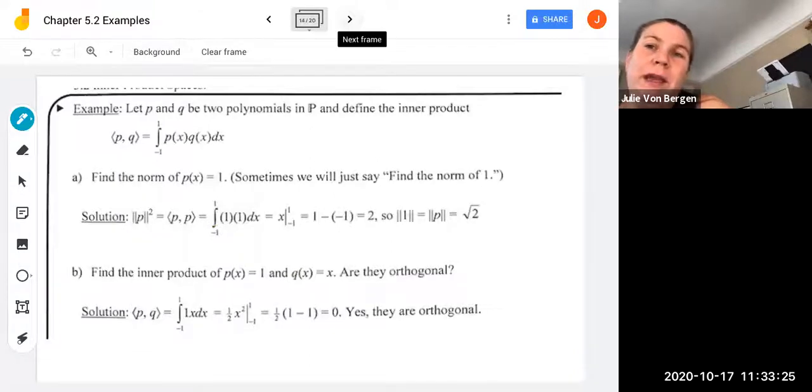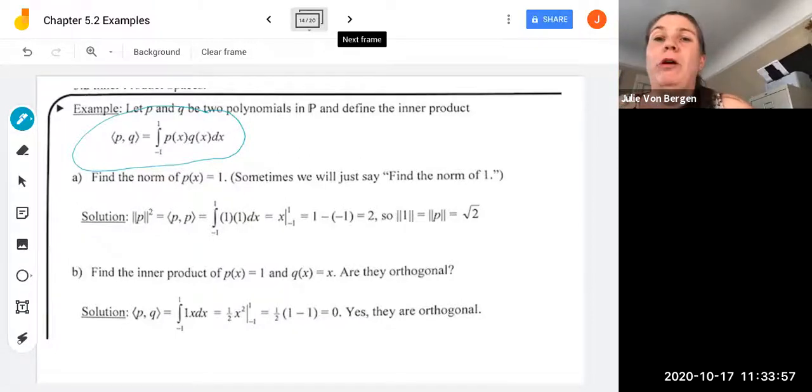Okay, let's look at another example. We're going to let P and Q be 2 polynomials in P1. So those are all the polynomials of just first degree. So those are just the linear polynomials, or the constants, which are also technically linear. And then we're going to define the inner product of P and Q as the integral from -1 to 1 of P times Q. So let's find the norm of P(x) equals 1. Sometimes we just say find the norm of 1.